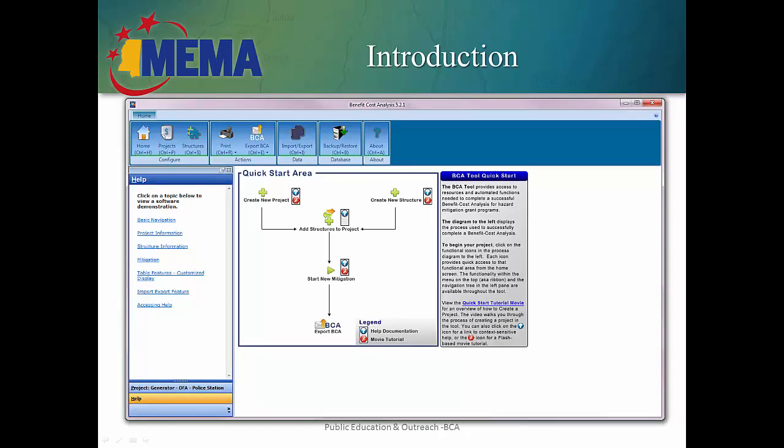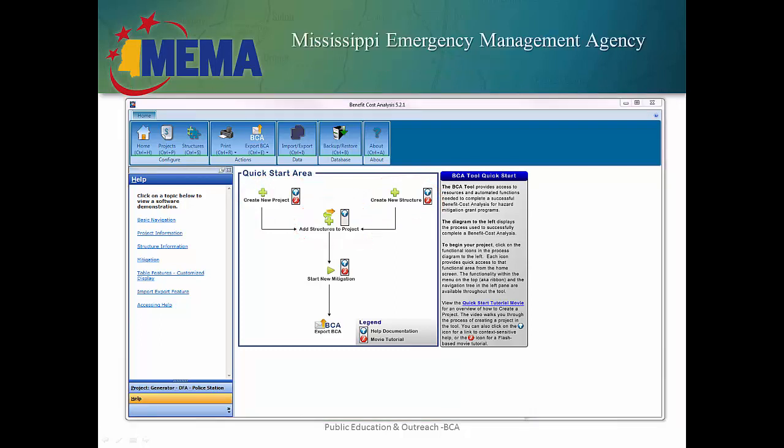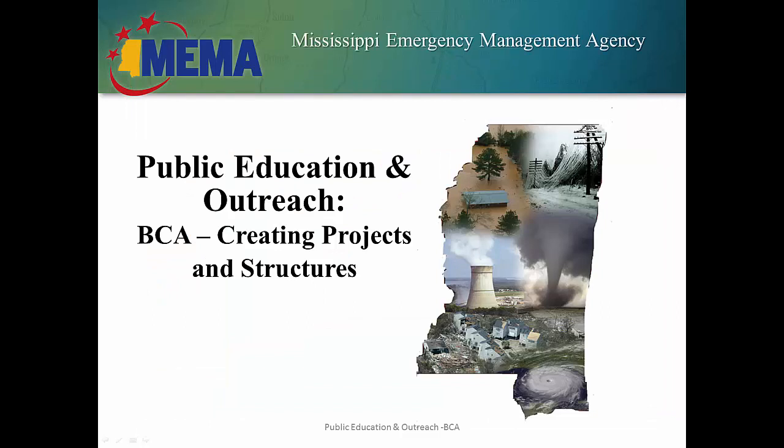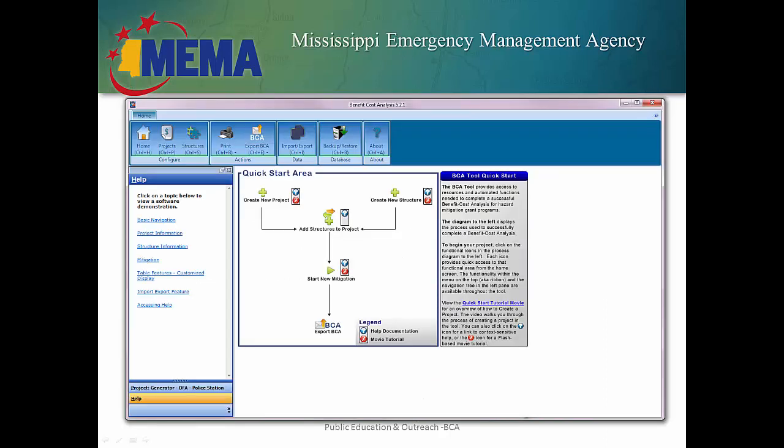In the Creating Projects and Structures segment, instructions were provided for the first 3 steps of the BCA process. That is, create a new project, create a new structure, and add structures to the project. If you have not already read the material, please review the information contained in the Creating Projects and Structures segment prior to proceeding with the BCA development process. Once the user has properly added a structure to a project, they are now ready to proceed to step 4 of the BCA process, Start New Mitigation.